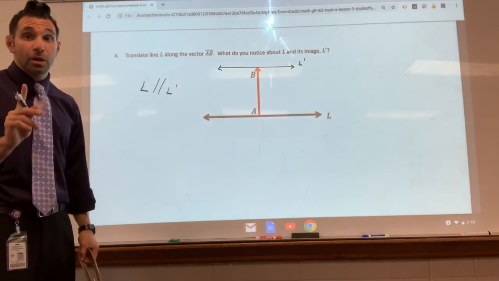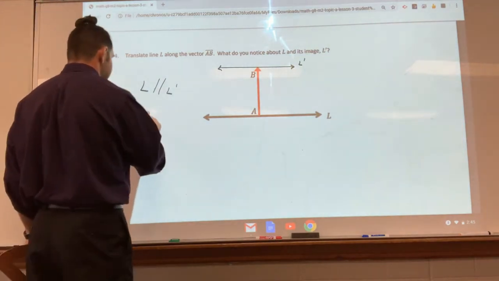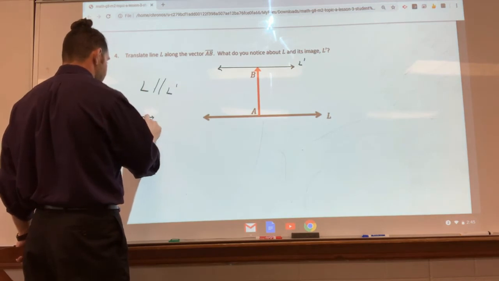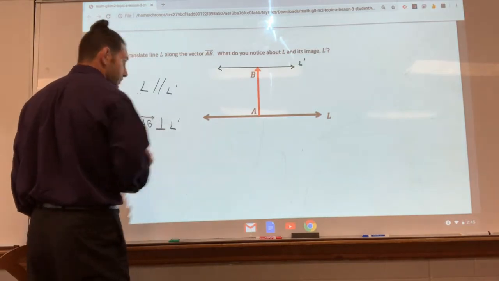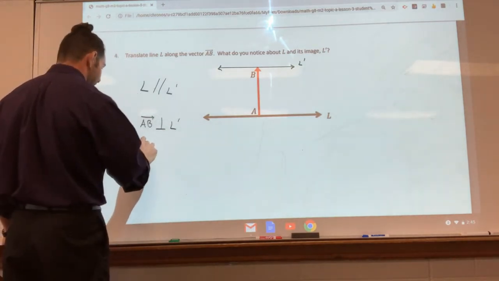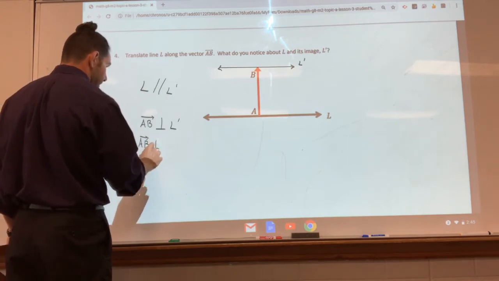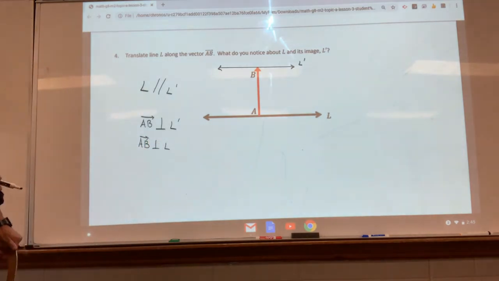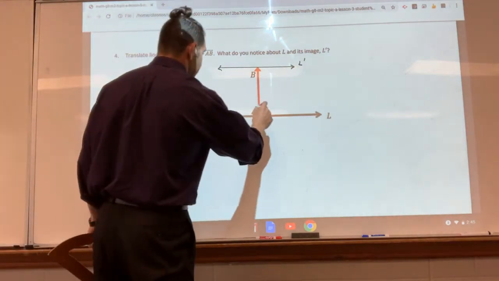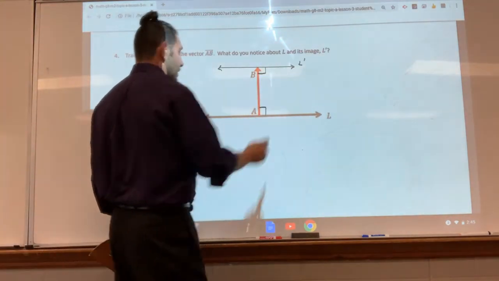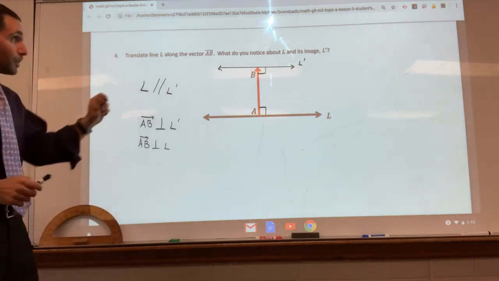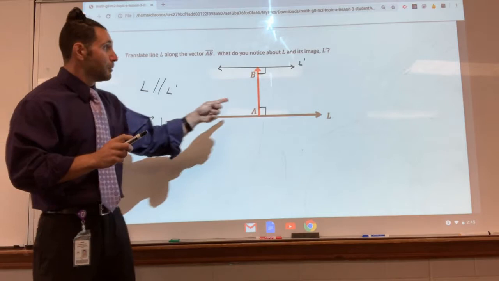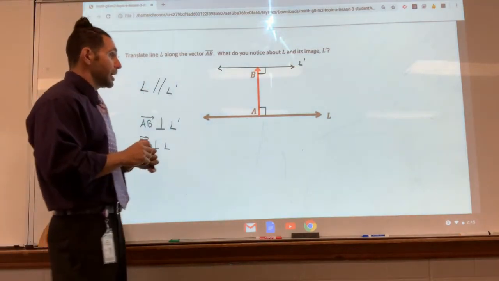Well, what else do we know? And this is important. I can say vector AB is perpendicular to L prime. And I can say vector AB is perpendicular to L. And if you don't remember what perpendicular means, it forms a 90-degree angle. So we've got two main words that we need to know. Parallel, they never intersect. Perpendicular, they intersect to form that 90-degree angle.